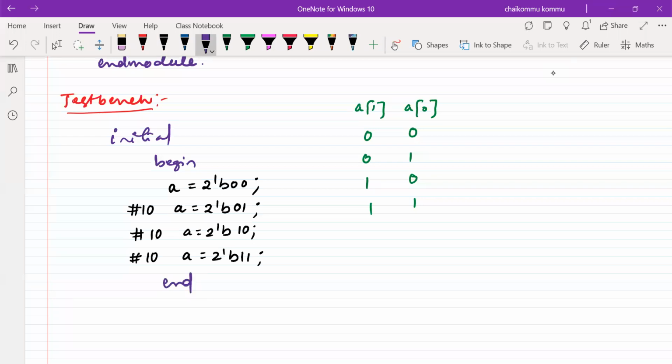Or otherwise, I can say that A is equal to A plus B. Here, A is equal to A plus B is possible. Directly, we can write it. Only 1 or 2 statements are sufficient for this, but we have to use an always block. So this is how we need to write.